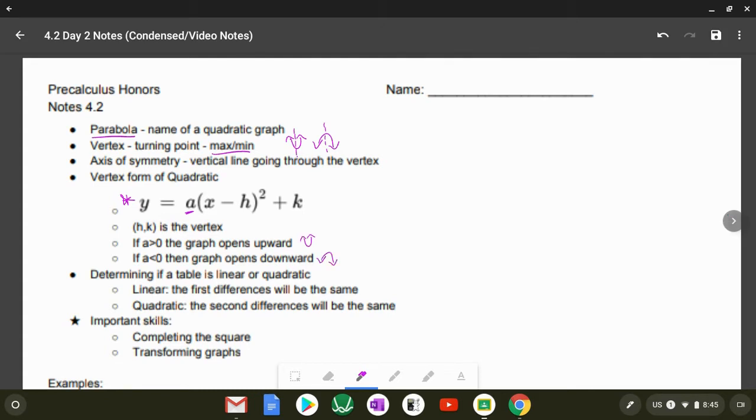And then the most helpful part of the vertex form, just like it says in the name, is it gives us the vertex. So (h, k) is the vertex. Remember, opposite inside, exact outside. That tells you the vertex.